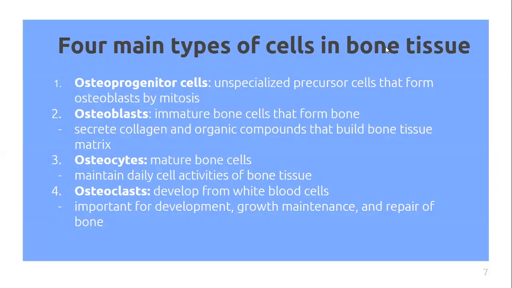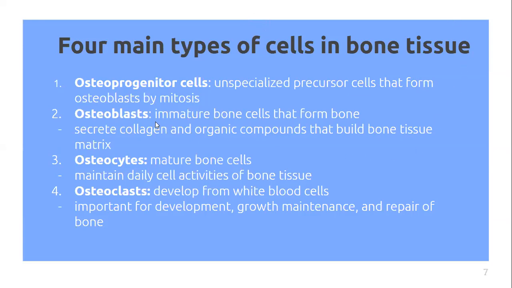All right, so there's 4 main types of cells in bone tissue. The first one is called osteoprogenitor cells, and these are unspecialized precursor cells that form osteoblasts by mitosis. They're the most basic bone cells. Think of them as the baby bone cells. They're unspecialized. They don't have a function yet, but they're going to develop into more mature cells with a special function to help your body.